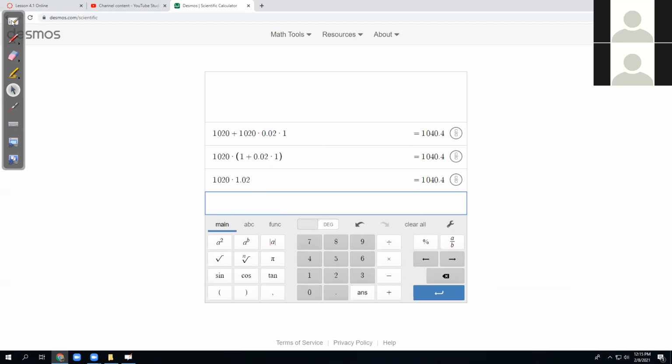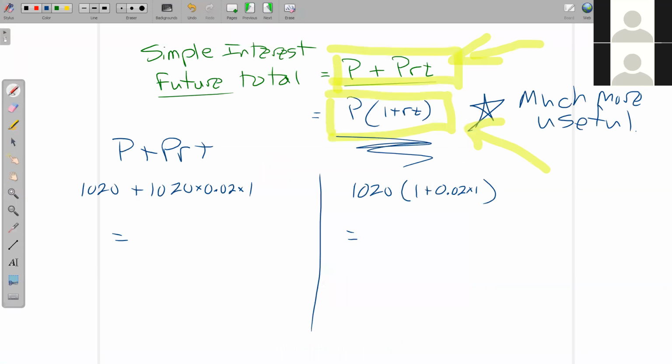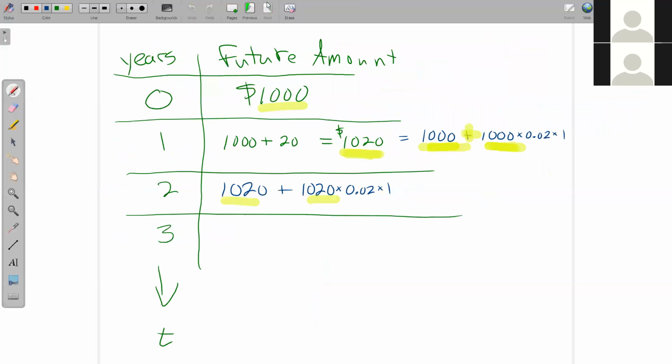All right, let's put that in our notes. Okay, so this did work. The number we calculated here, $1,040.40, matches the number we calculated here. And we're going to find that this version is going to be more useful as we move ahead. So let's get back to our table here. So this right here is equal to $1,040.40. So that's my new amount.